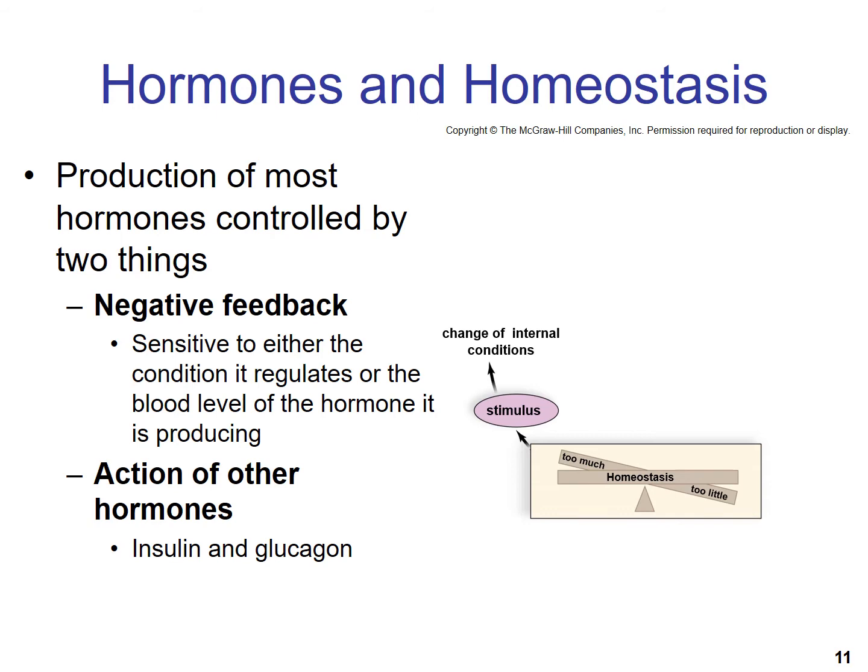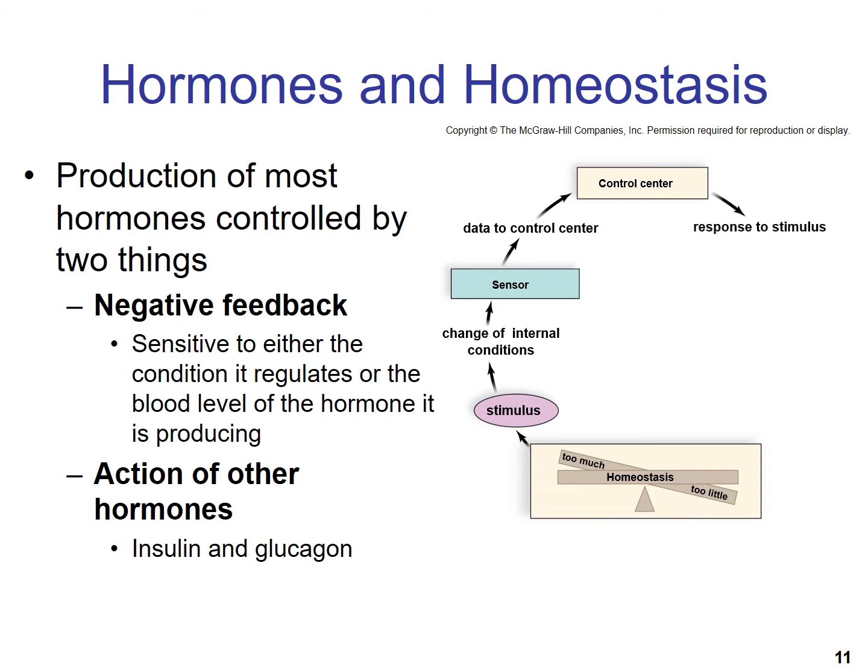This is going to lead to a change of internal conditions. So this change of internal conditions is going to be picked up by some sort of sensor, some sort of receptor in the body. This sensor is going to send data, in other words, information about what changes have been happening, to a control center, which is usually located in the central nervous system. That control center is going to come up with a response to the stimulus, and it's going to instruct other tissues to have some sort of effect on the stimulus.